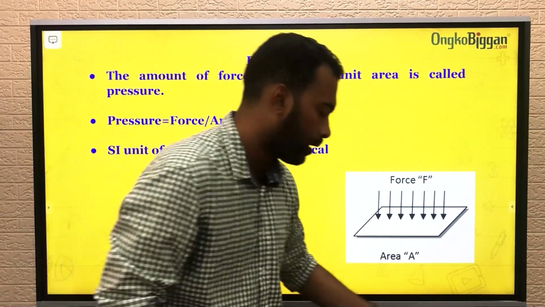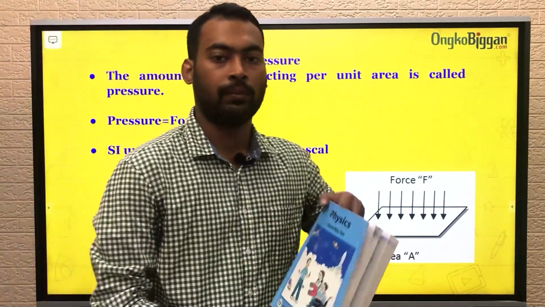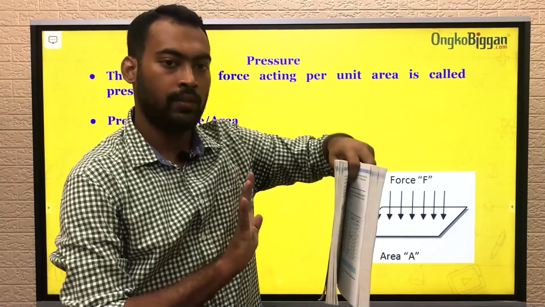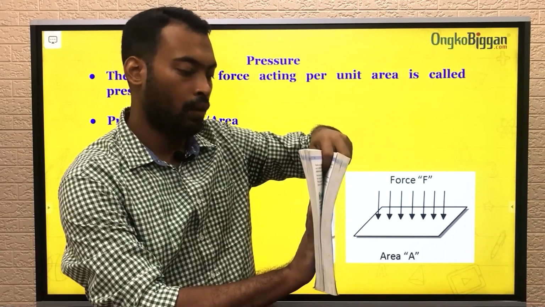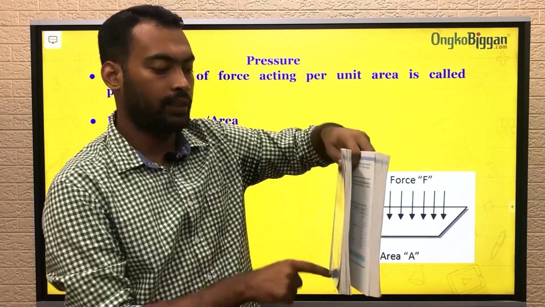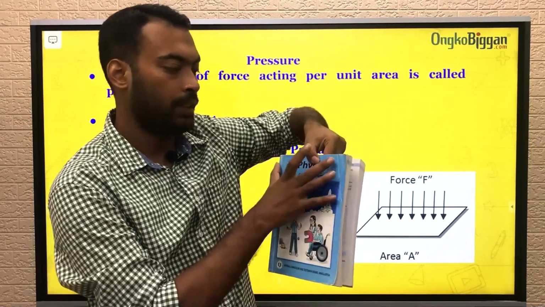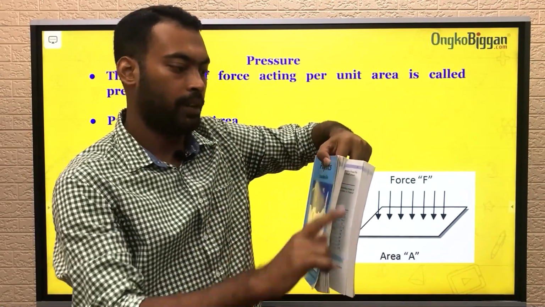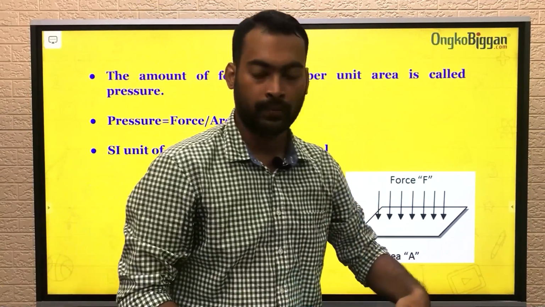Suppose, to give an example, I have a physics book in my hand. If I apply a force of 3 Newton, it will have a certain pressure. I don't know exactly what the pressure will be, because it depends on this 3 Newton and the surface area. What is the area of this? Length into breadth is the area of it. The force I'm applying divided by the area is equal to the pressure that the book will have on it.